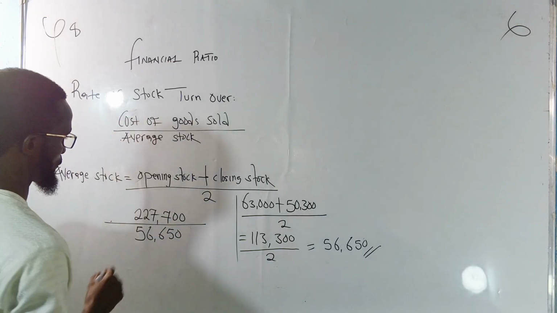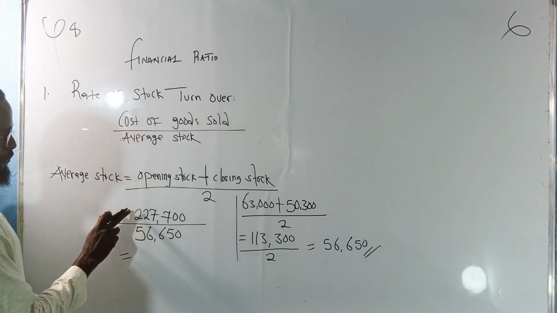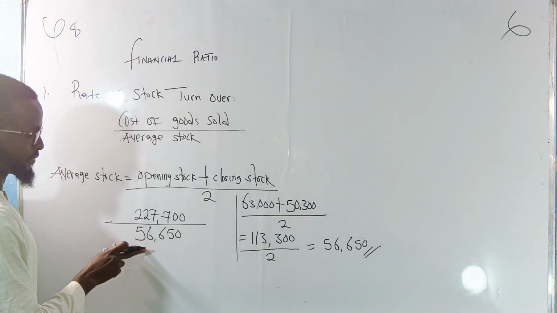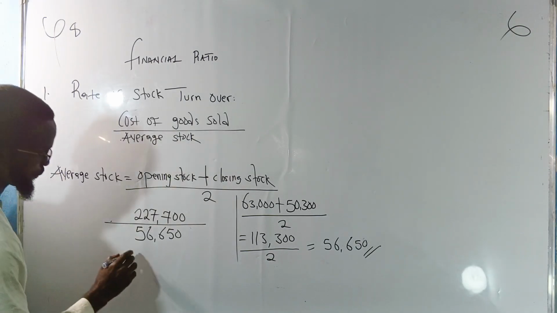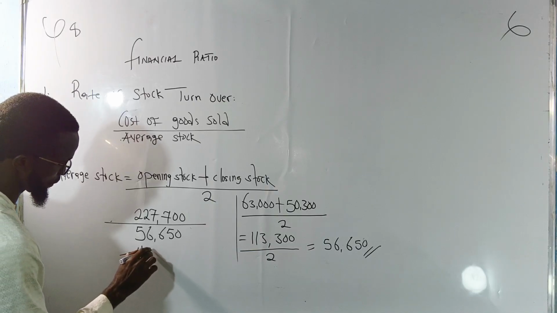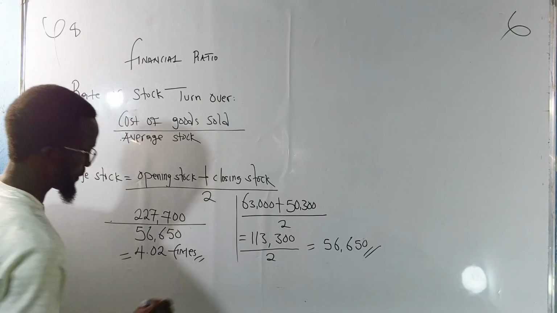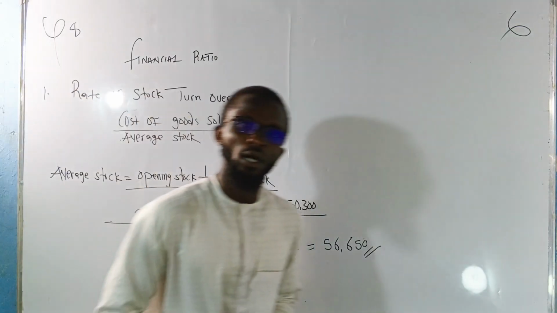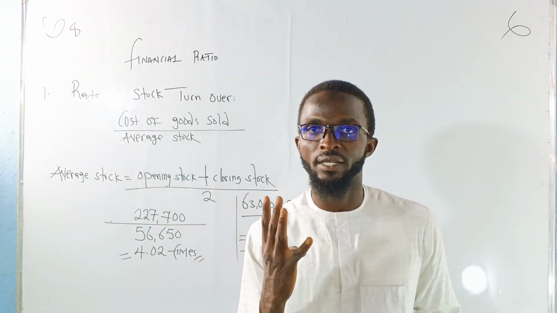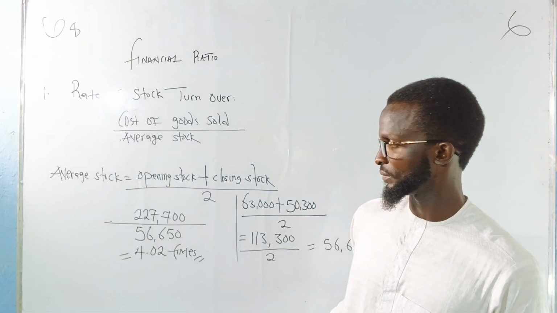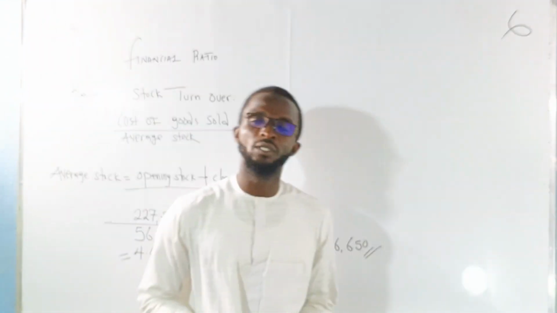So now our rate of stock turnover, this amount 227,700 divided by 56,650, is going to give us 4.02 approximately. 4.02 times. This tells us that our stock is being replaced 4 times in a year. This is what this figure is telling us.